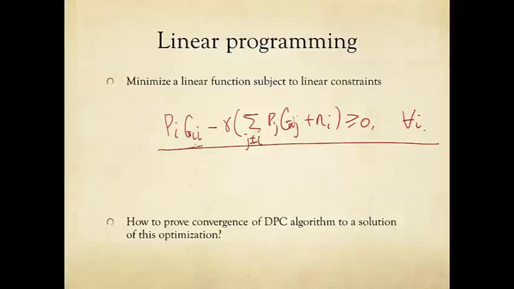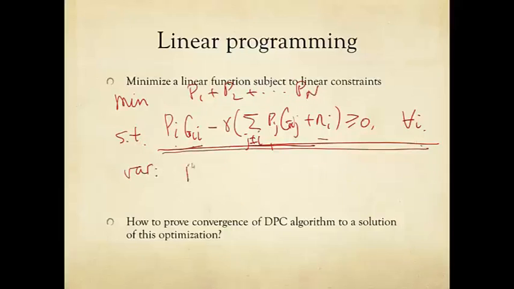Well, this is just some number multiplied by Pi. This is just some number multiplied by Pj, and this doesn't even depend on the p's. So this is actually an affine function, or we may say it's a linear function. So we are talking about minimizing a linear function, p1 plus p2 up to pn, subject to the constraint, which is also a linear function in our variable p. When we minimize a linear function subject to linear constraints, we call that a linear programming problem.